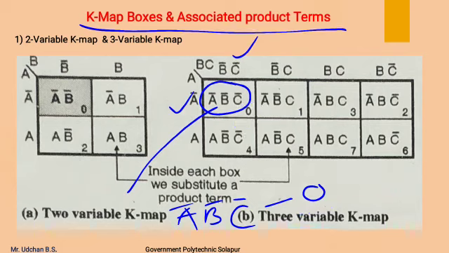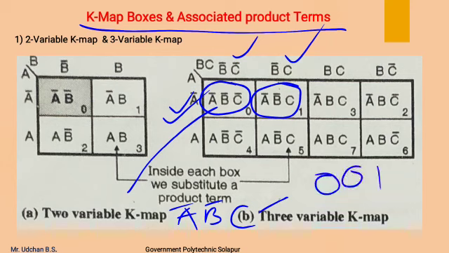Again, for this, A bar, B bar and C variables are related, so this contains A bar B bar C as a product term, which is represented as 0 0 1. Its equivalent decimal number is 1. We know already how to convert this 3-bit equivalent binary number into decimal. So this cell position is named as a 1.